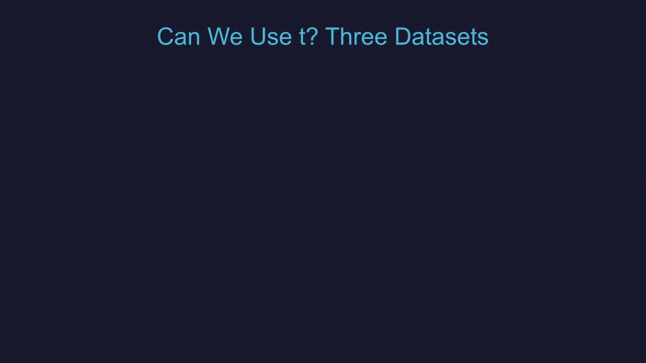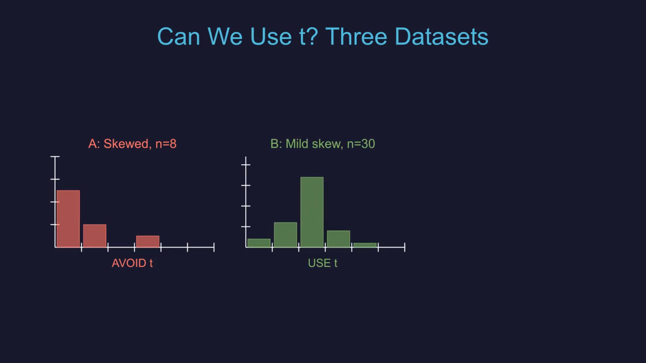Let's look at 3 real-world scenarios. Dataset A is highly skewed with only 8 observations. With strong skew and a small sample, we should avoid T procedures. Dataset B has a mild skew but 30 observations. With a moderate sample size, the central limit theorem helps, so T procedures are appropriate. Dataset C is skewed with only 6 observations. Again, strong skew combined with a small sample means we should avoid T, the general rule. Check the shape of your data before using T.